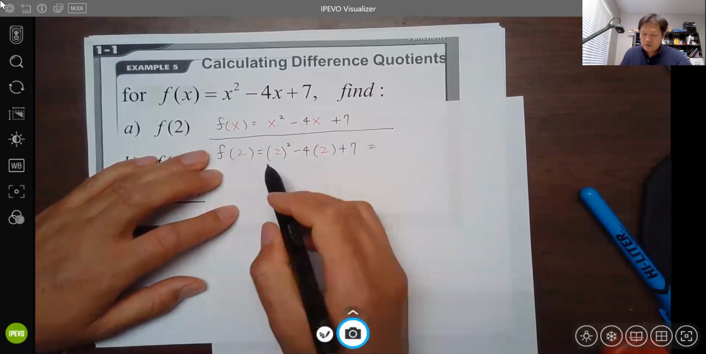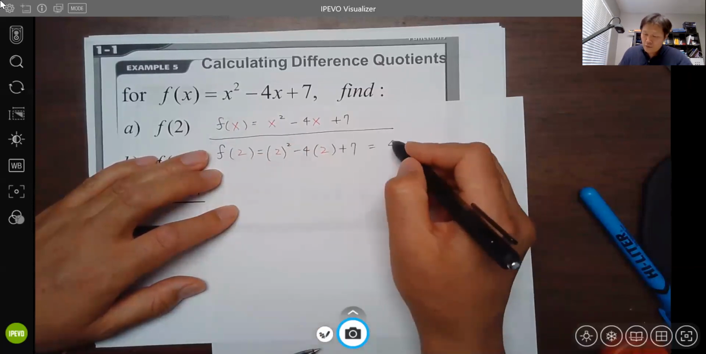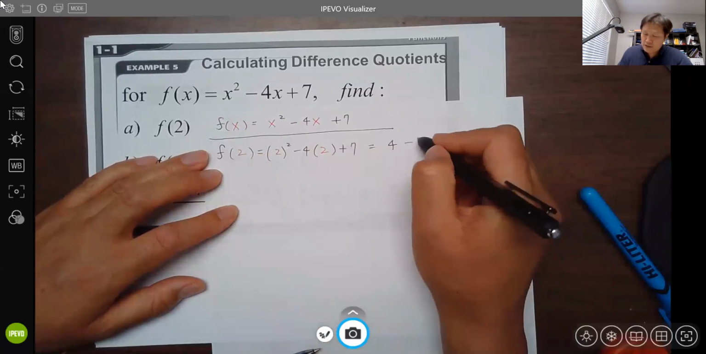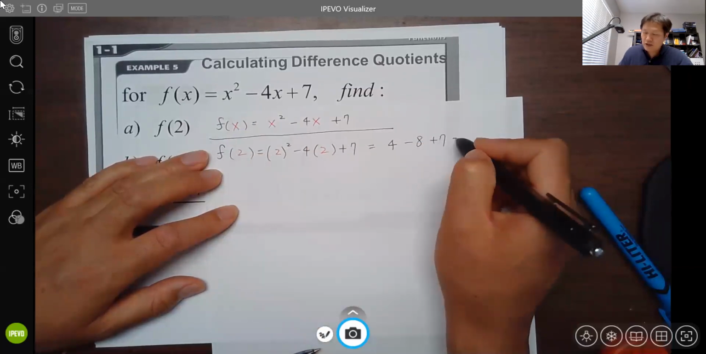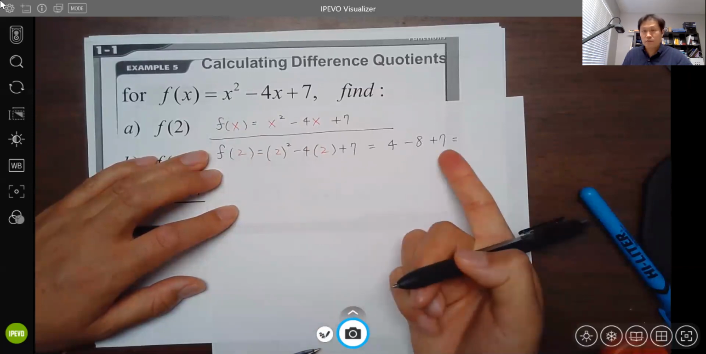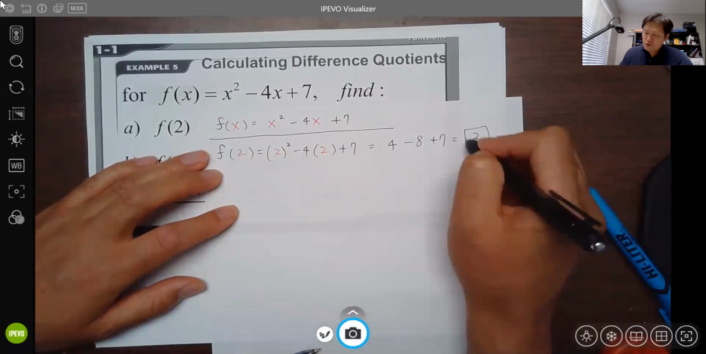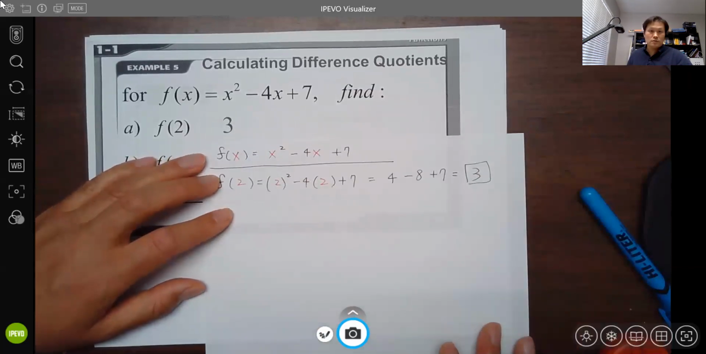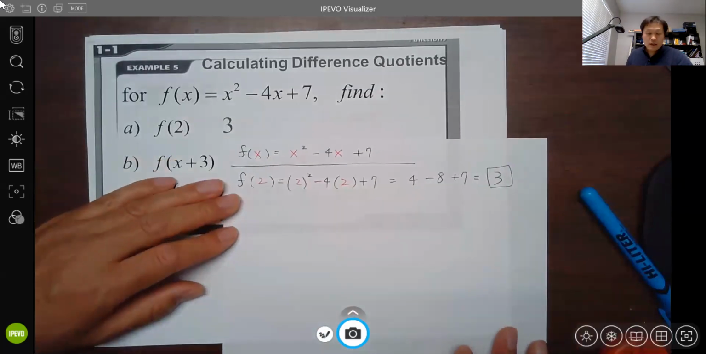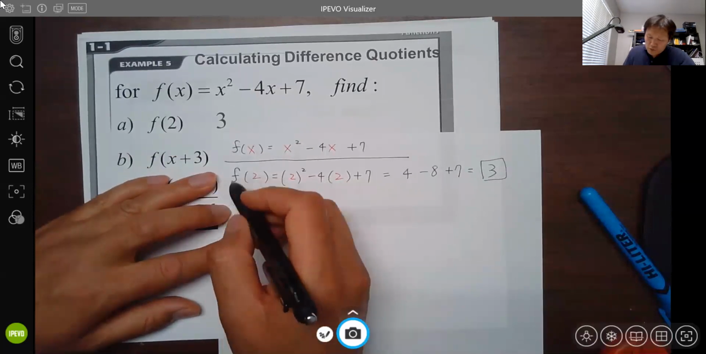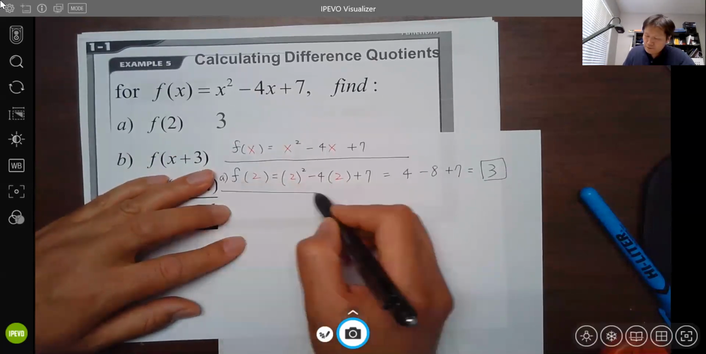Just evaluate this. Parenthesis 2 squared equals 4. Minus 4 times 2 is minus 8. Plus 7 is plus 7. Evaluate this. Minus 4 plus 7 is what? 3 is your answer for the first one. Okay, so first one, A, is done here.